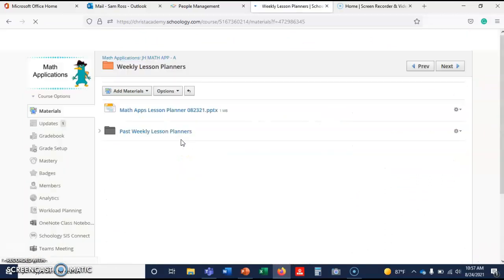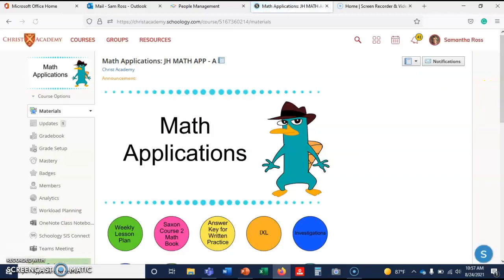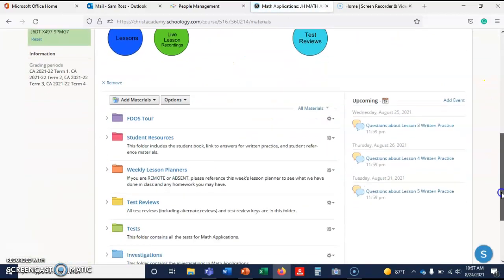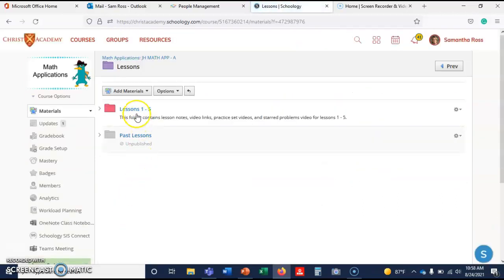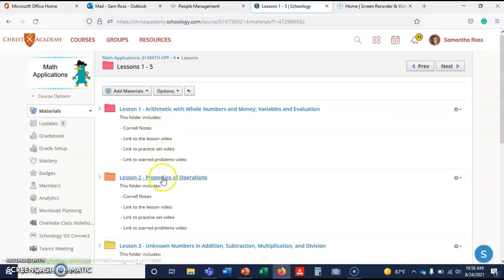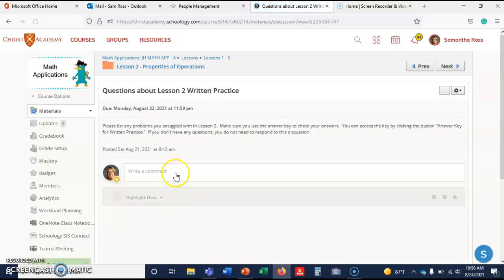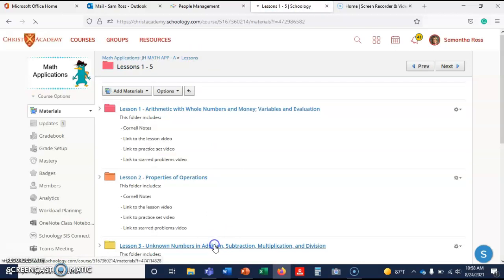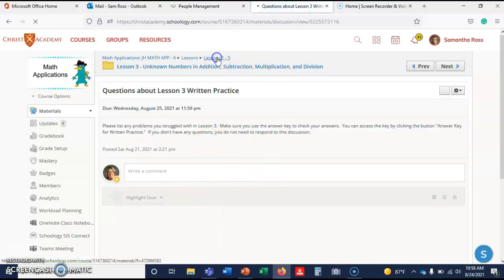So the lesson planner is here, right there. We go back to the front page. Our lessons are here. And like I said, for Lesson 2, this is where the questions about Lesson 2 written practice would go. You would just put the numbers here. Lesson 3, that's what's due today, Wednesday. So you'll put any questions you have about Lesson 3 there.